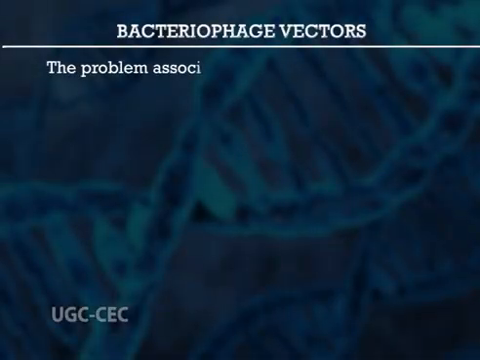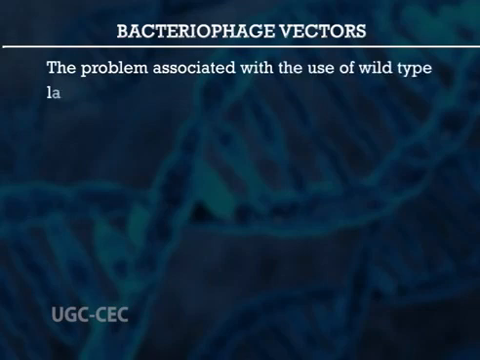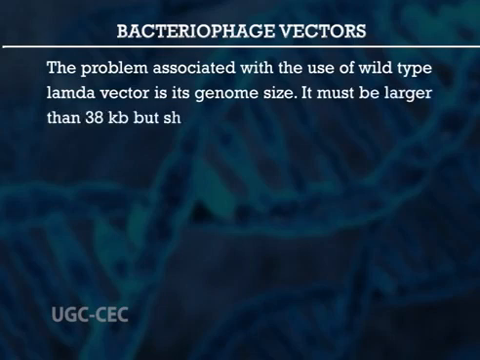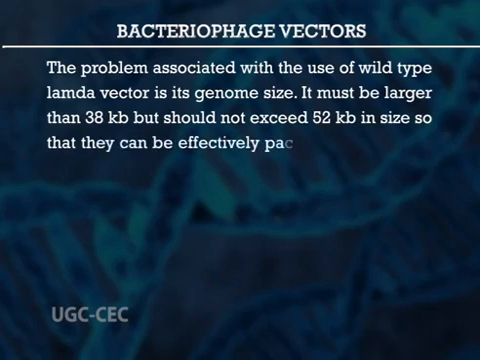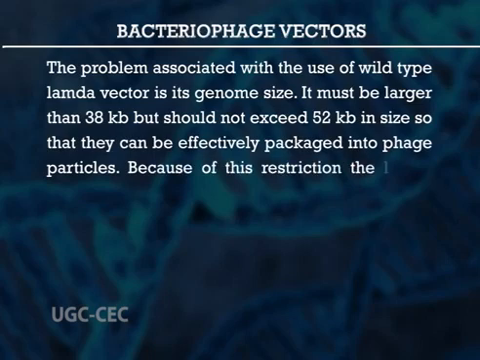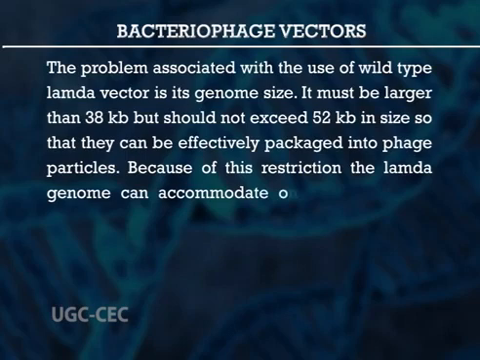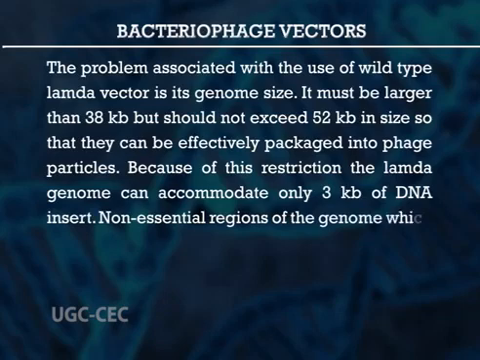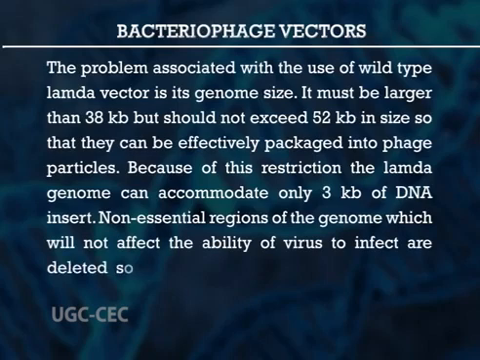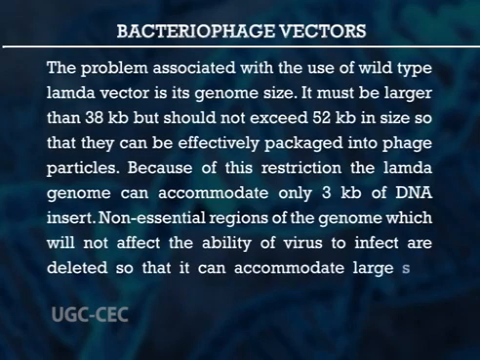The problem associated with the use of wild-type lambda vector is its genome size. It must be larger than 38 kilobases but should not exceed 52 kilobases in size so that it can be effectively packaged into phage particles. Because of this restriction, the lambda genome can accommodate only 3 kb of DNA insert. Non-essential regions of the genome which will not affect the ability of the virus to infect are deleted so that it can accommodate a large size DNA insert.